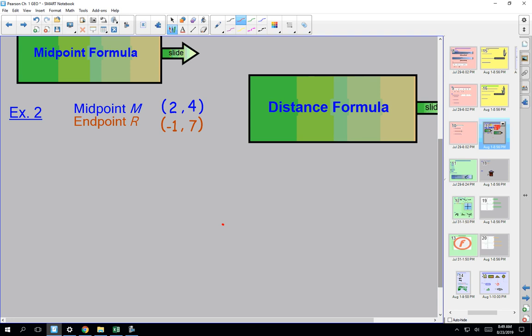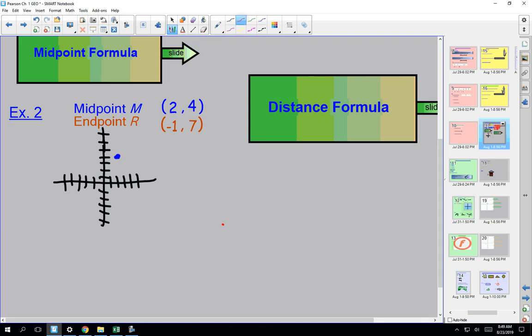So let me go ahead and draw the grid. 1, 2, 3, 1, 2, 3, 4, 5, 1, 2, 3, 4, 5, 6, 7. Okay. So I've got a midpoint at 2, 4. So I'm going to go 2 right and 1, 2, 3, 4 up. So here's my midpoint at 2, 4.